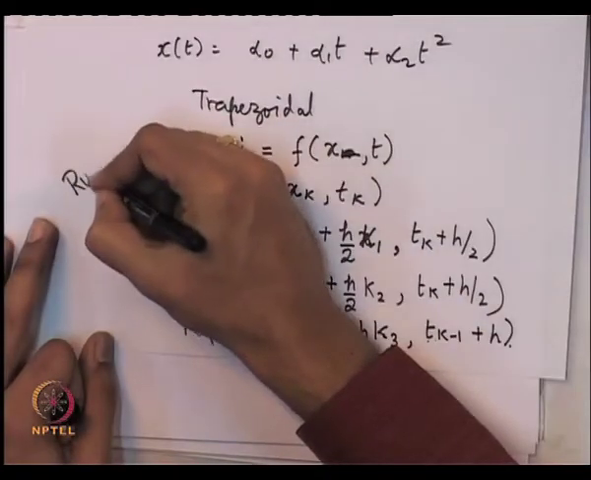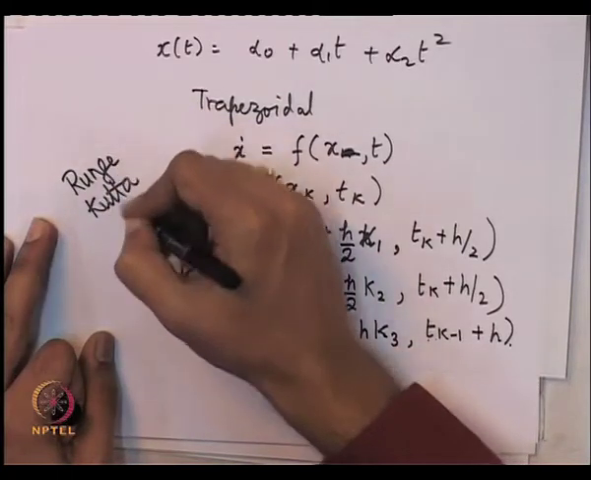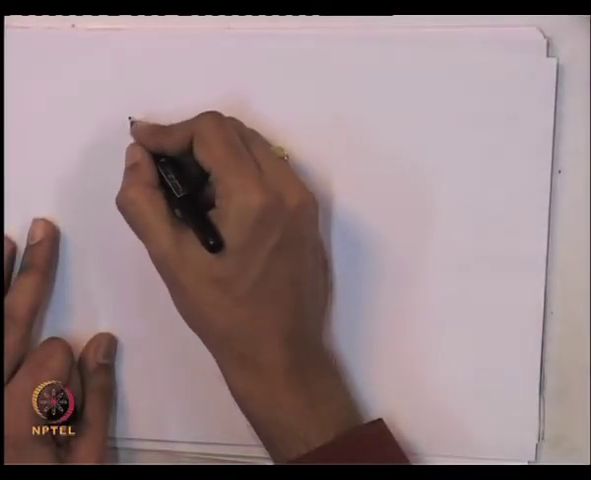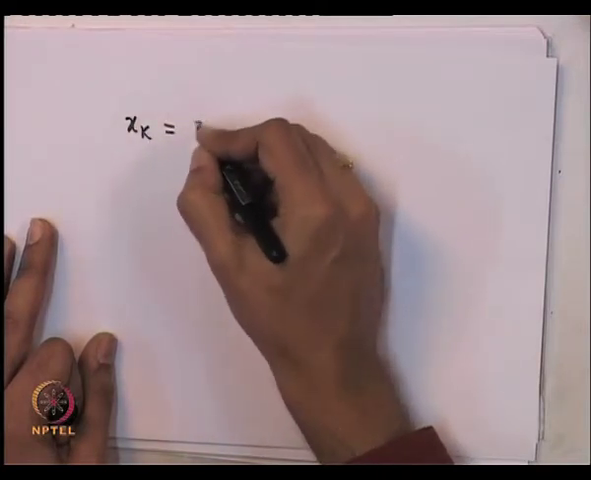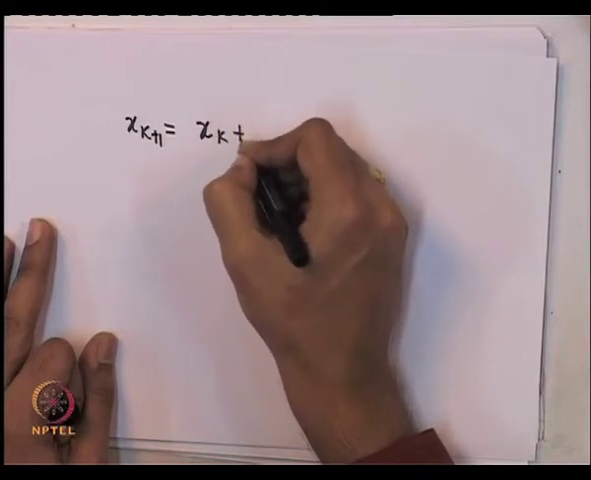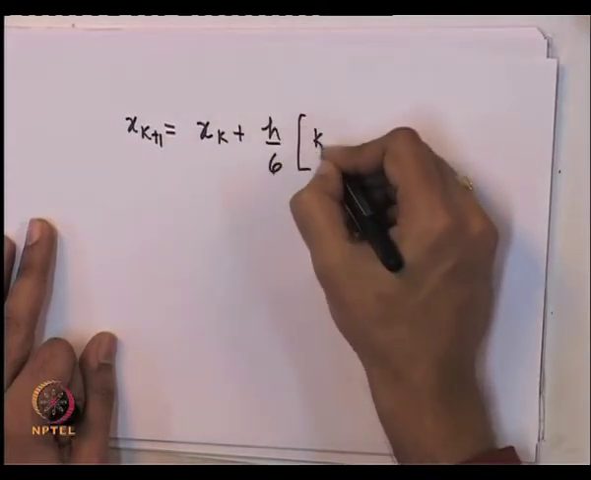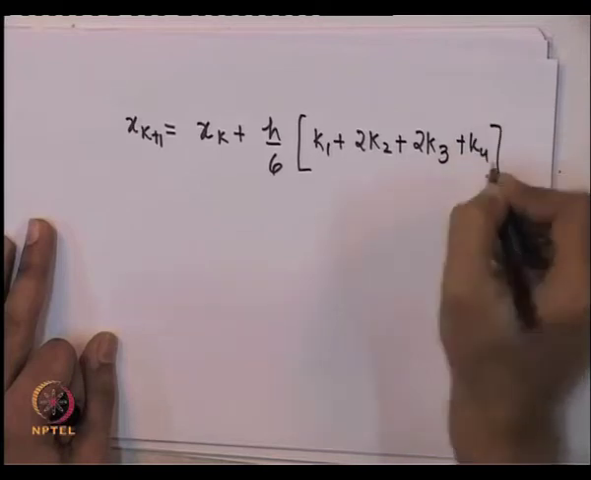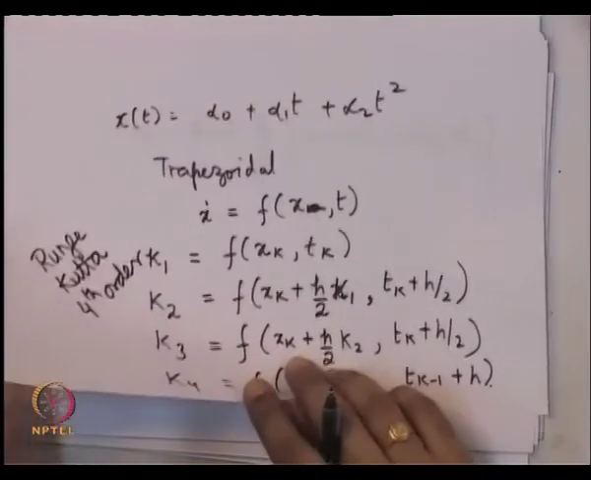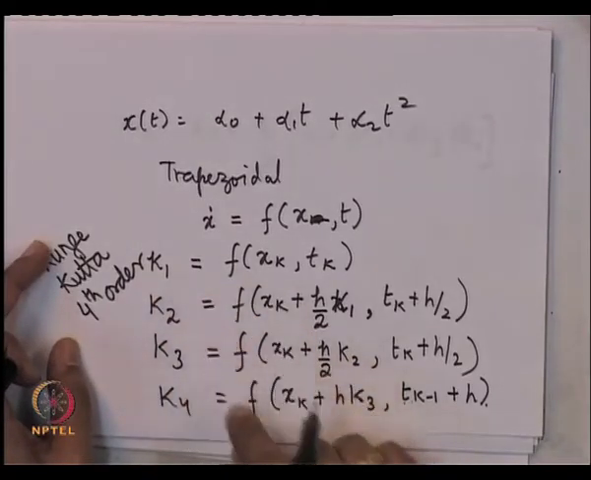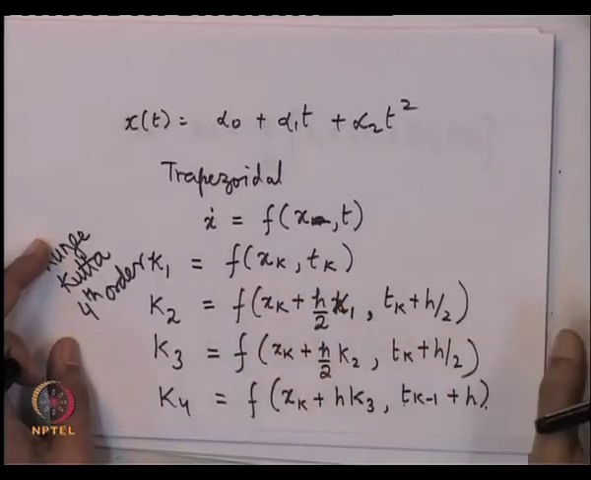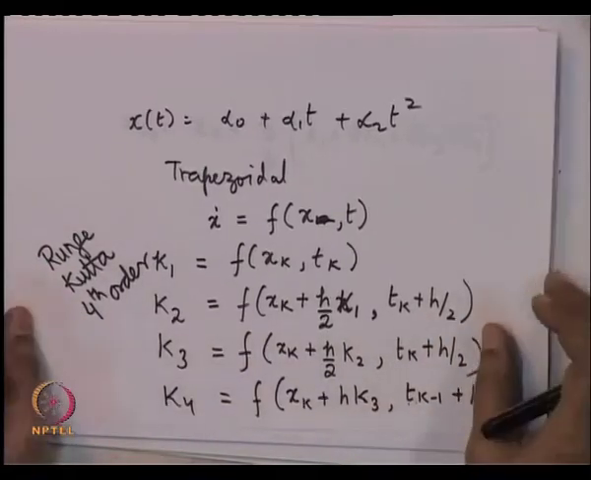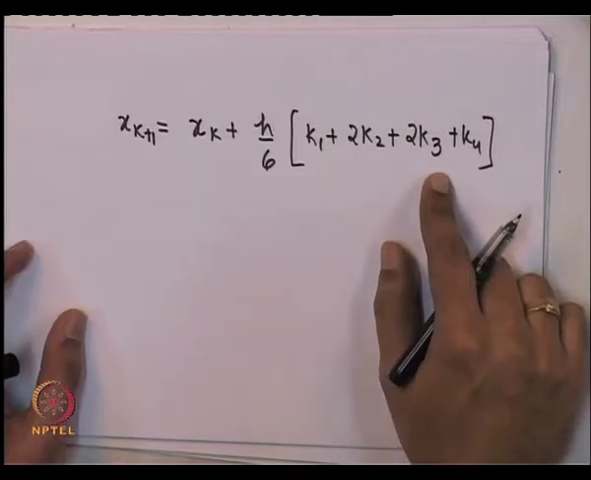This is the Runge-Kutta fourth order method. It eventually calculates x_(k+1) as x_k plus h by 6 into (k1 plus 2 k2 plus 2 k3 plus k4). This is basically what the Runge-Kutta method does. It evaluates k1, k2, k3, k4, which are intermediate values of this function between the interval t_k and t_(k+1), and then uses this particular formula. So, this is the Runge-Kutta fourth order method.